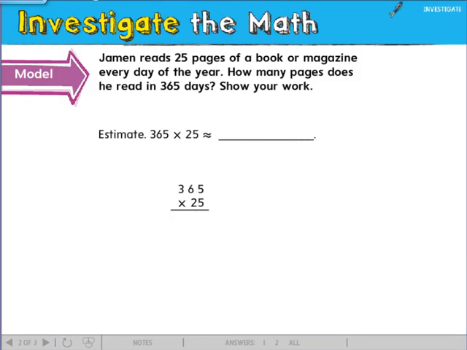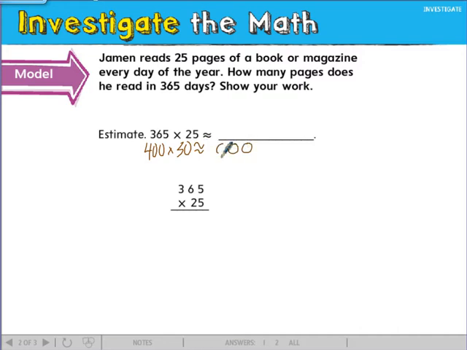Okay. So, Jeremy reads 25 pages of a book or magazine every day of the year. How many pages does he read in 365 days? It wants us to show our work. So, first thing we're going to do is estimate this. Same thing. We're estimating so we can check our work. So, what are we going to round 365 to? 400. What are we going to round 25 to? 30.